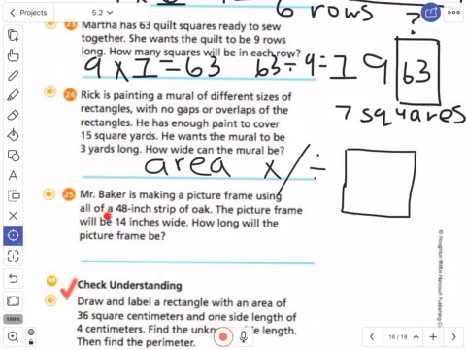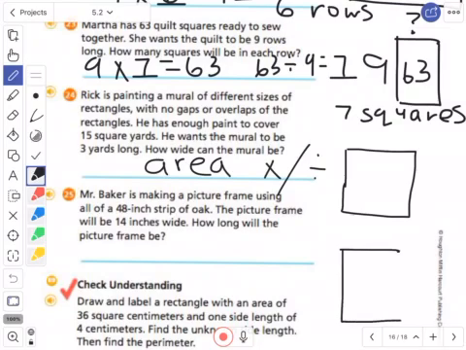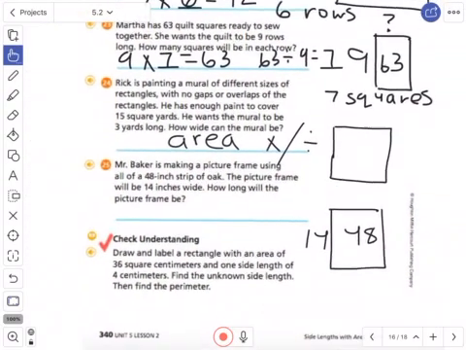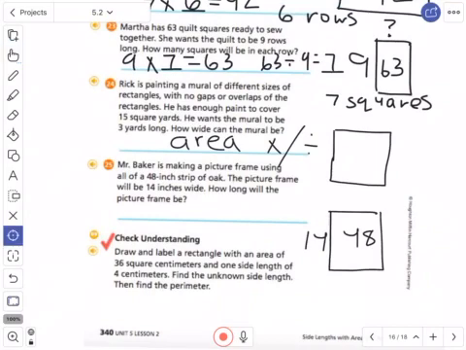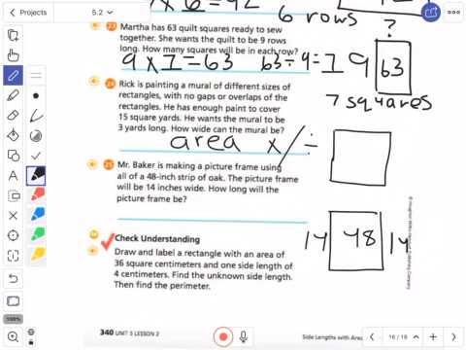Then number 25, Mr. Baker is making a picture frame using all of a 48-inch strip of oak. The picture frame will be 14 inches wide. How long will it be? Oh, this is not an area problem. He's making a picture frame. So that's like the wooden part or plastic part around a picture. It's a perimeter problem, but you're still going to make a rectangle for it. So the whole thing, when you add it all together, will be 48. And this one, the inches wide is 14. So just a little hint here, if it's 14 inches wide on this side, the other side's going to be 14. I have to then figure out what the other 2 sides will be.